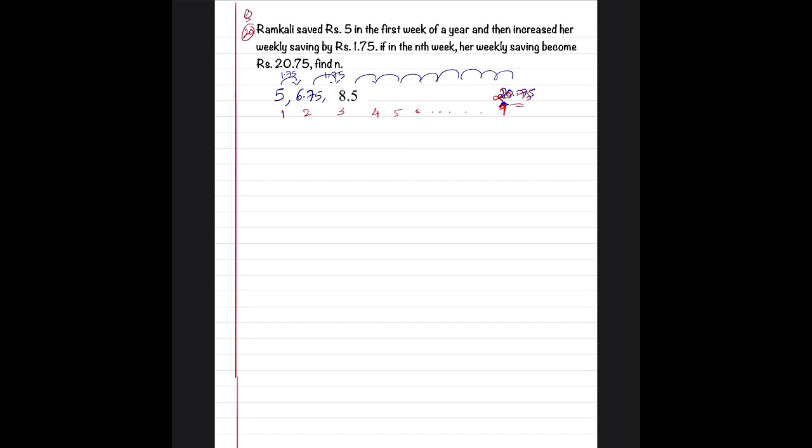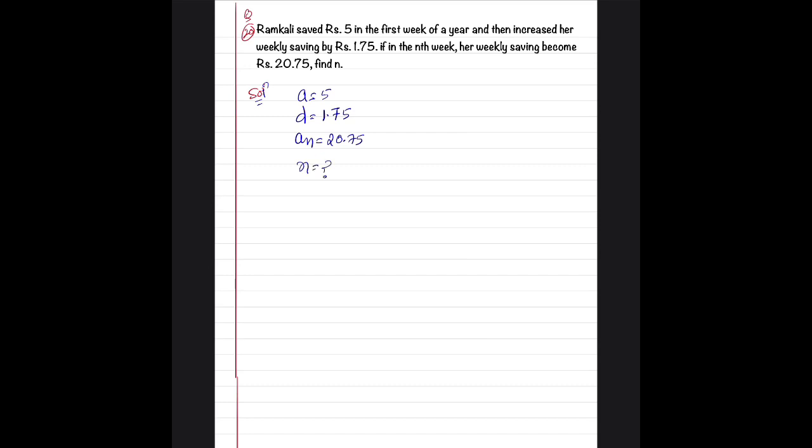We have to solve it by using the formula. So in the given solution, A equals 5. This is the first term. The common difference is 1.75. A n value is given, that is 20.75. So we have to calculate the value of n in the formula A n equals A plus n minus 1 into D. So A n is 20.75 equals, the first term, 5 plus n minus 1, we have to calculate the value of n, D the common difference is 1.75.